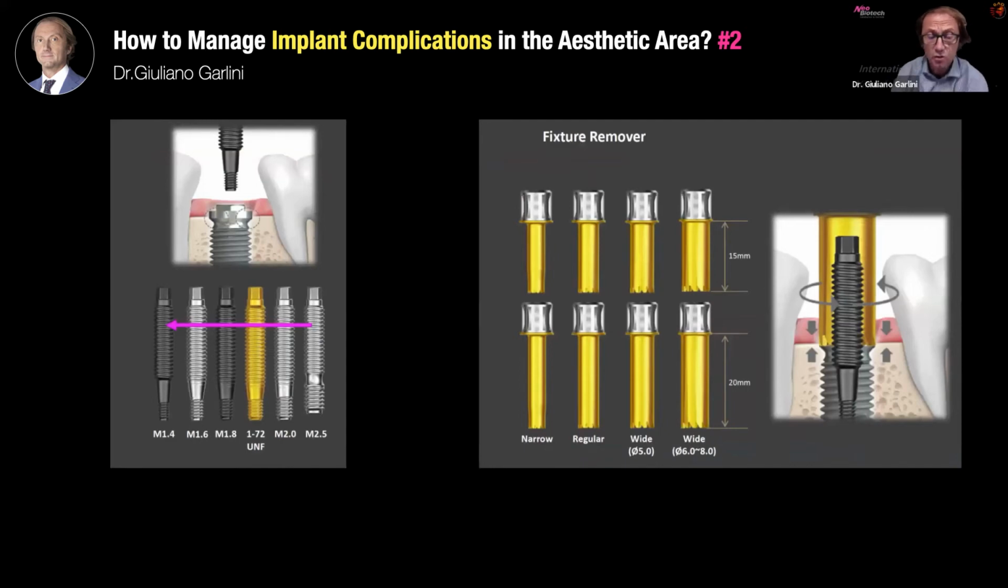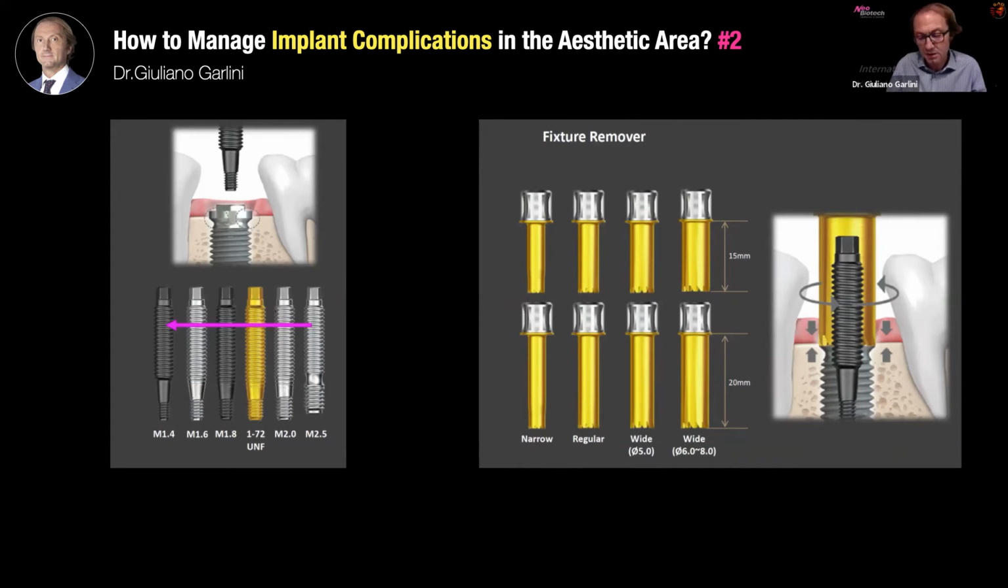Also, implants that you have to remove for aesthetic reasons that are deeper anchored inside the bone. When you use this fixture removal kit, you must choose the right screw to insert inside the implant, and you have different screws that you can choose for your case in relation to the implant diameter, to the implant branch. But the very important tool of this fixture removal kit is obviously the fixture remover.